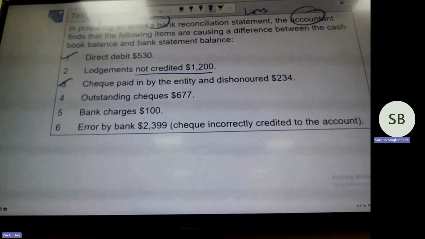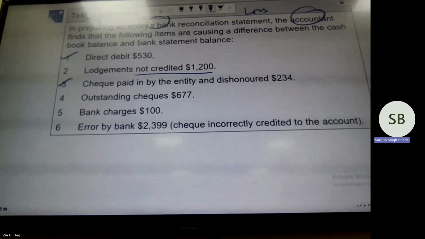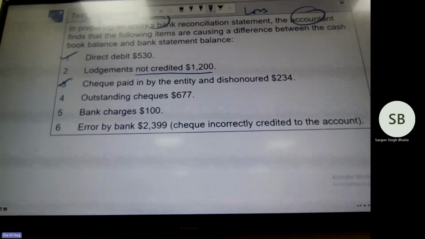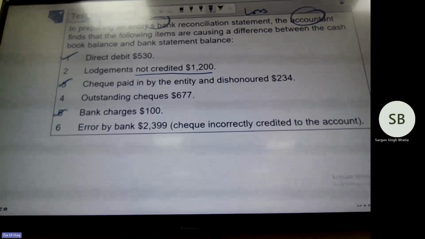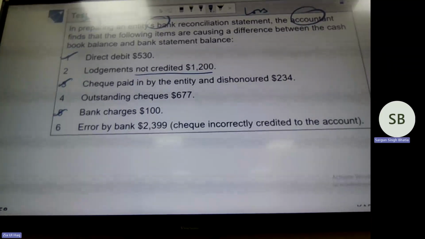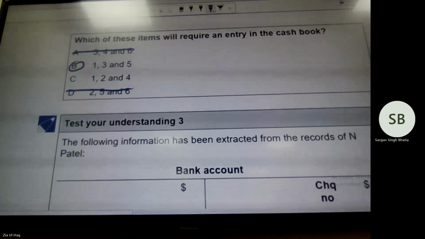Outstanding checks mean unpresented checks. It is not our mistake. Bank charges, yes, we need to record them here. Error by bank, no, it's not our mistake. So it is written only error by bank. What's the option? Is there any option? Option B, yes.